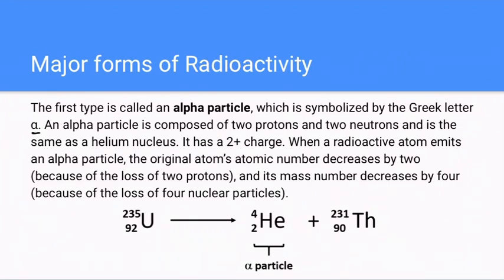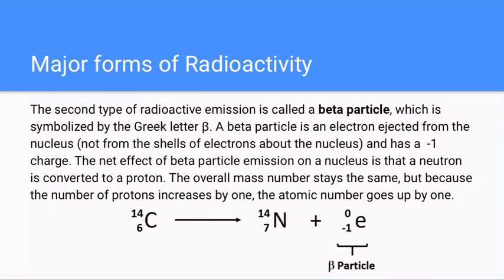So if we look at our example at the bottom, we see that we have uranium-235 over 92, and that is going to give out an alpha decay, which is our alpha particle, helium-4 over 2, which can also be written as alpha 4 over 2, either way is correct, forming that daughter nucleus of thorium-231 over 90.